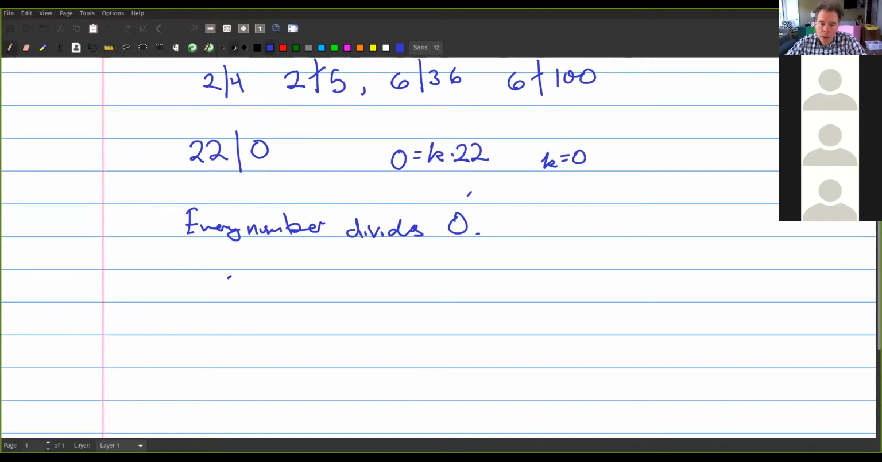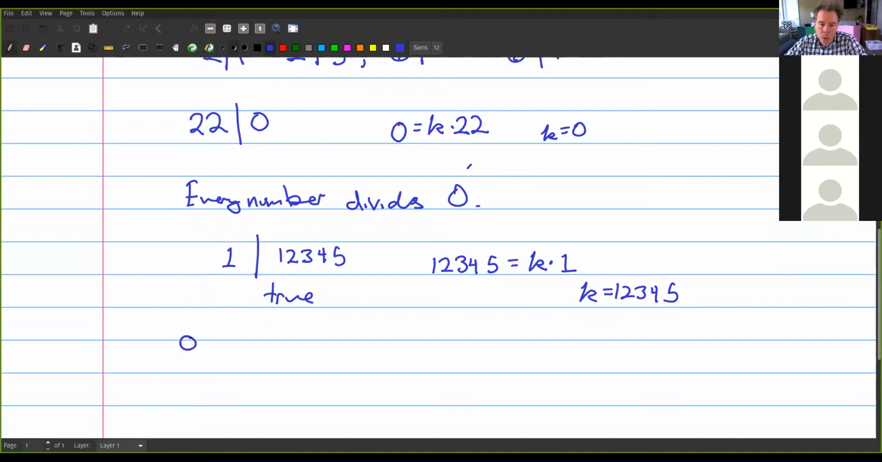And now, is it true that 1 divides 12345? Let's see. So is it true that 12345 is equal to K times 1? What is K here? 12345, yeah. Okay, so this is true, and of course it's true for any number. 1 divides every number, every integer.